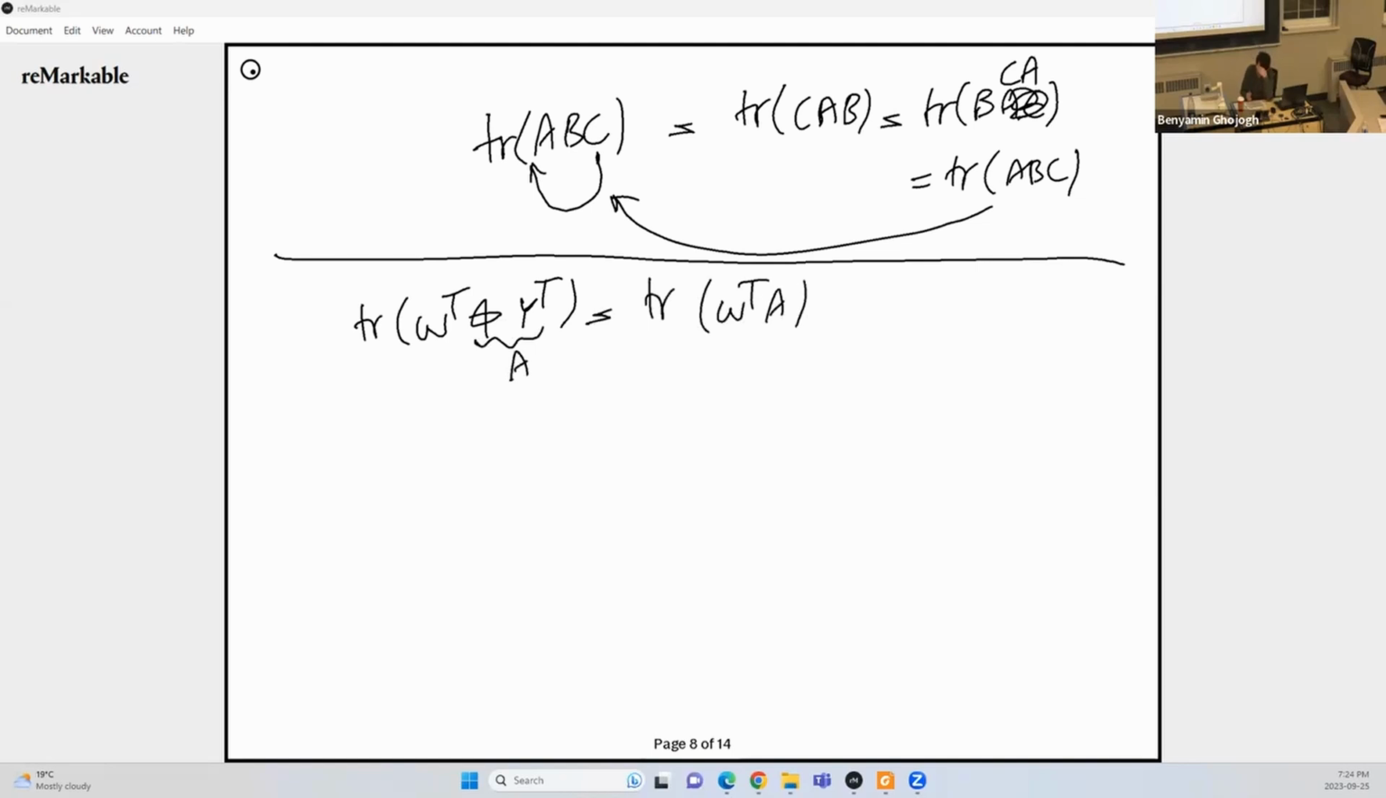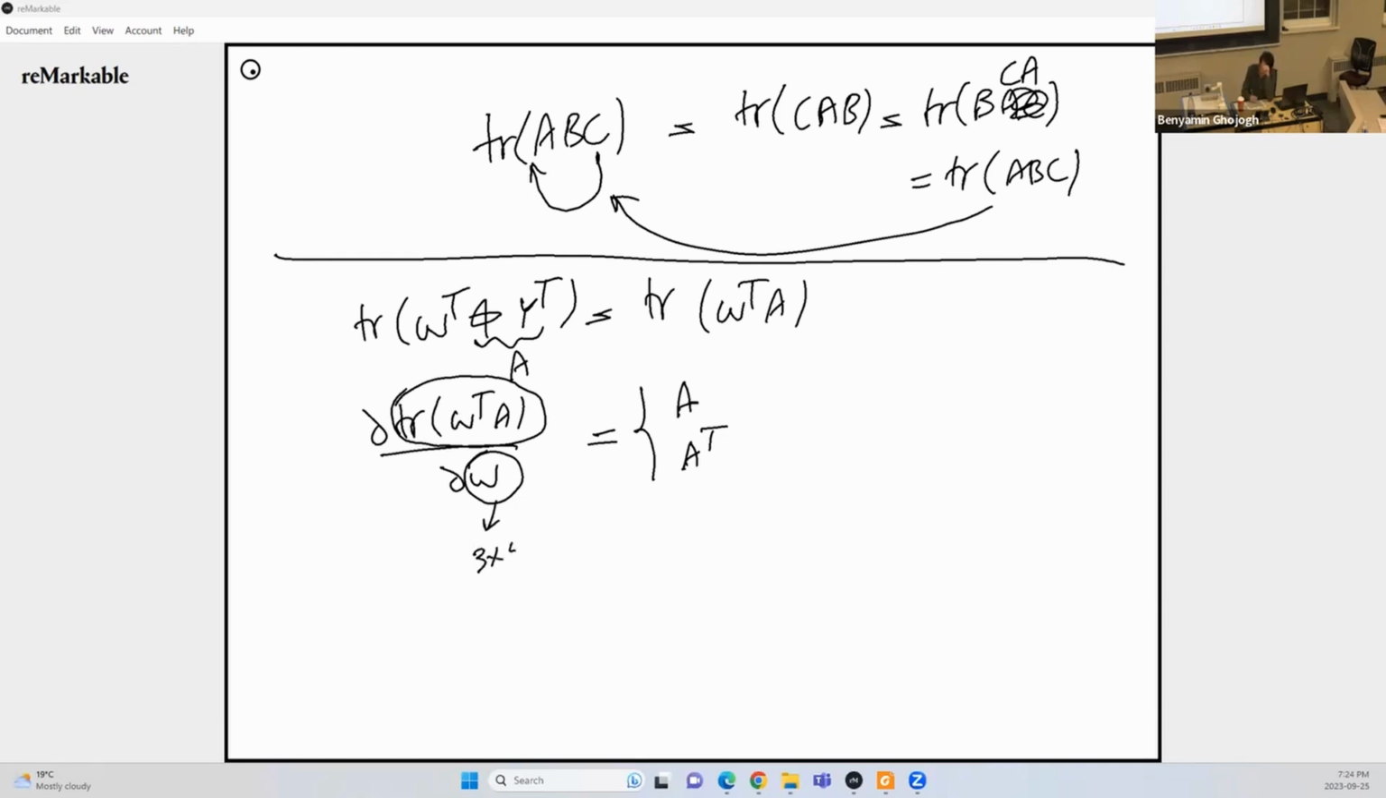Okay. So the derivative of this with respect to w: we know that this is a scalar and this is a matrix. So the derivative of a scalar with respect to a matrix is a matrix. And we know that this is either A or A transpose, but which one? Let's see. Here, assume W is 3 by 5. So this W transpose becomes 5 by 3, and A becomes 3 by 5.